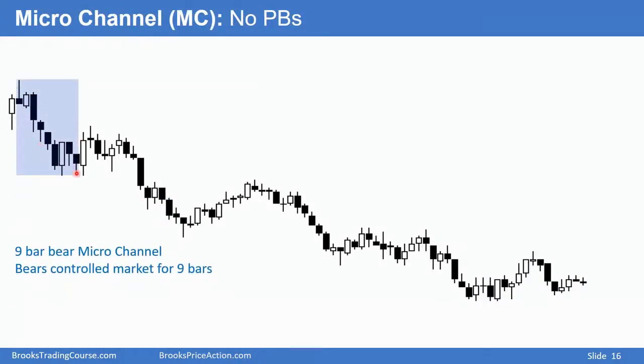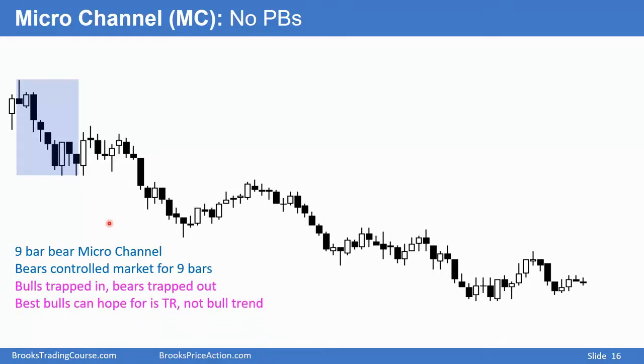The market fell for 9 bars, no pullbacks. The market tried to reverse here, but this bar did not go above the high of that bar. The market tried to continue up here. This bar did not go above its high, and therefore it's part of a microchannel. The bears controlled the market for 9 bars. 9 bars with no high going above the high of the prior bar. That is the definition of a microchannel. The bulls are trapped in, the bears are trapped out. The best the bulls probably can hope for is a trading range, not a bull trend.